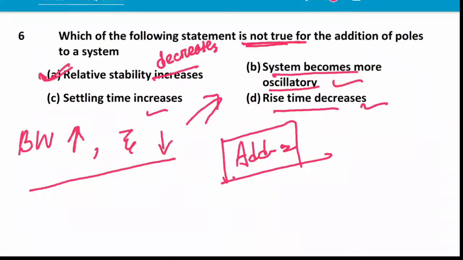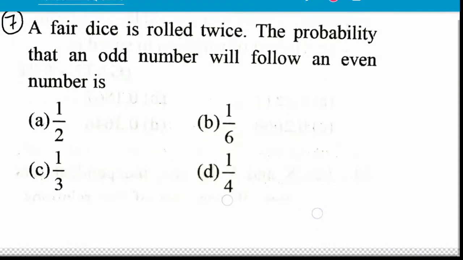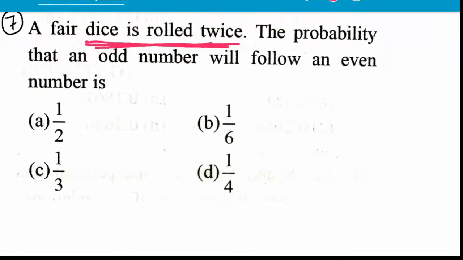So next question, a fair dice is rolled twice, the probability that an odd number will follow an even number. This is a probability question. What is given? A fair dice is rolled twice. So what will be the total combinations? 6 square is equal to 36 combinations there will be.